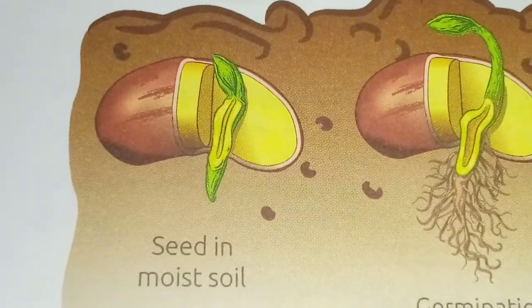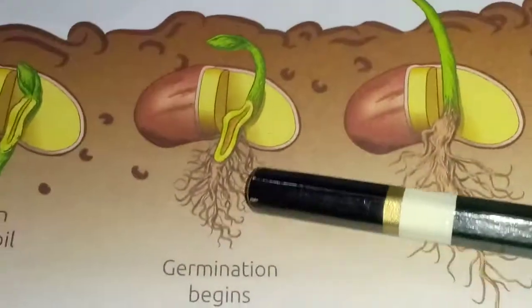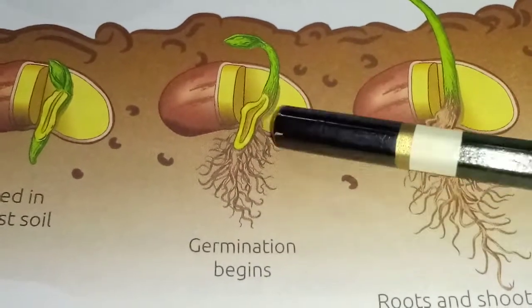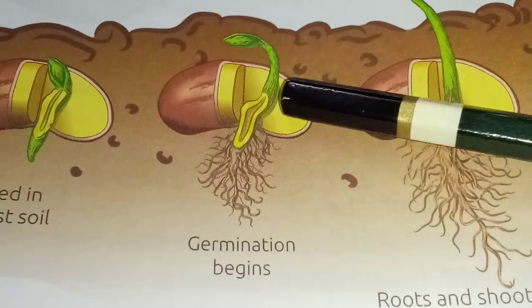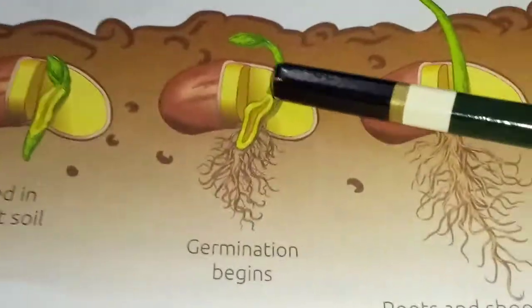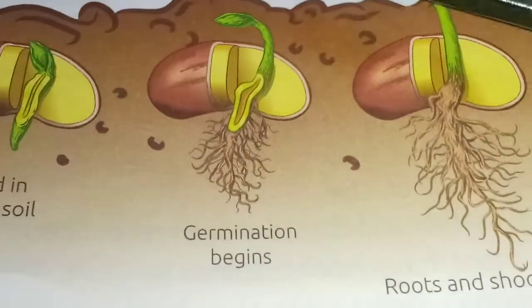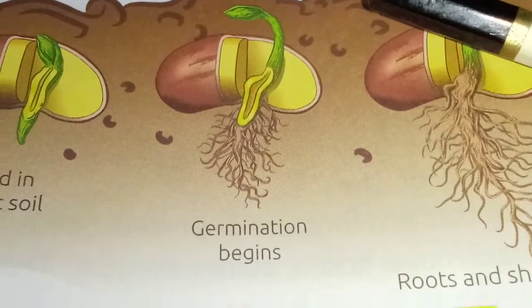The plumule is pulled upward. Here it is root part, and the plumule, it is radicle. Radicle is root part. It pushed into the soil, and the plumule grows above the ground. It is plumule and radicle, root part and shoot part.